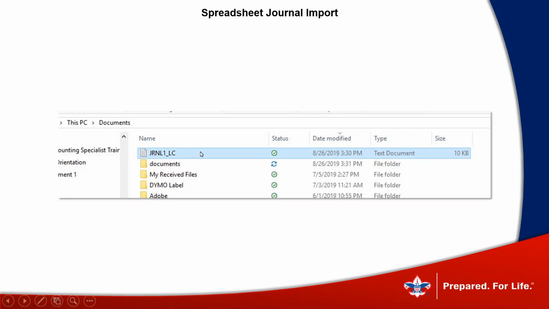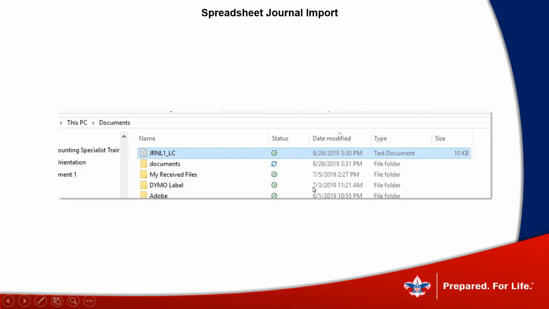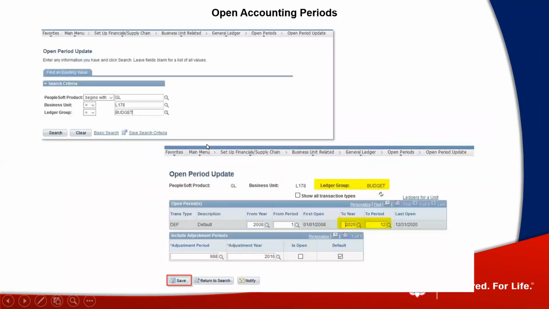But what happens is if you do not highlight and select the sheet and you still click OK, it'll send a file, but there'll be 0 data there. So we've now exported and created our flat file. This is the name of it. So the next step is we're going to have to move over to PeopleSoft.